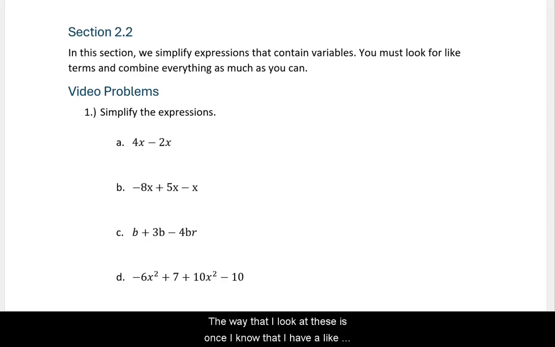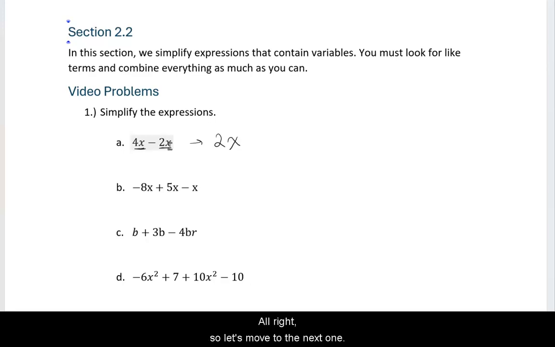So the way that I look at these is once I know that I have a like term, which I do here because I have a single x in both of these, I go ahead and disregard that for a minute, and I look at what's called the coefficient, which is the number in front of the variable, and I go ahead and do that calculation. So here I have 4 minus 2, which is 2, and then I have that x. So really what's happening is you visualize a pile of 4 x's on the left-hand side, and then you're taking 2 of those x's away, and so you're left with 2x.